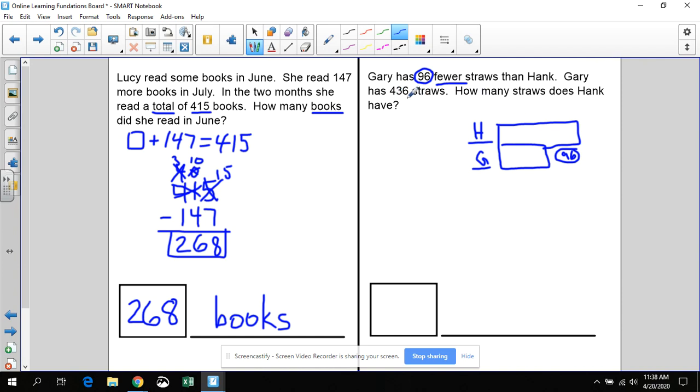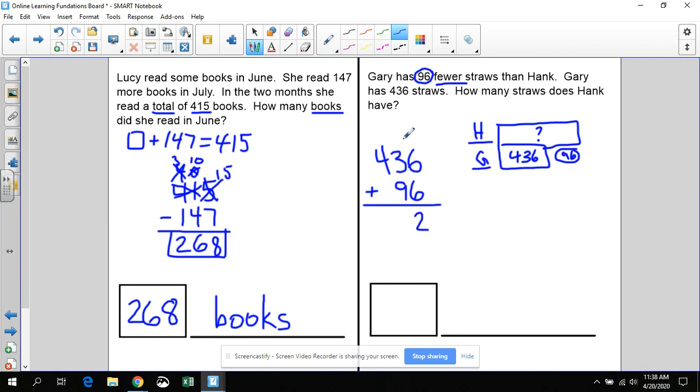And then it tells me Gary has 436, and I'm looking for how many Hank has. When I'm missing the top number, that means I'm missing the biggest number, so I need to add. It's important when I have a 2-digit number added to a 3-digit, I need to make sure I'm lining up those two with the 10s and 1s. And I also can't forget about this 4 at the end.